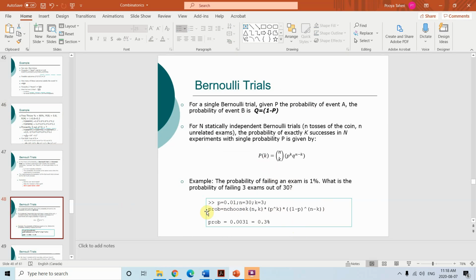You can calculate it using MATLAB, using the n choose k function, and just implement p raised to power k and 1 minus p raised to power n minus k.